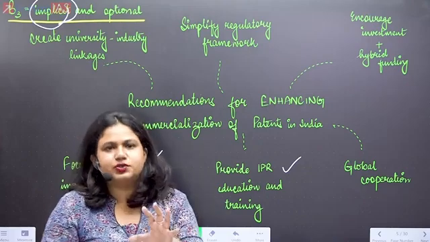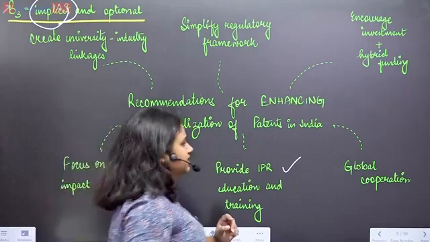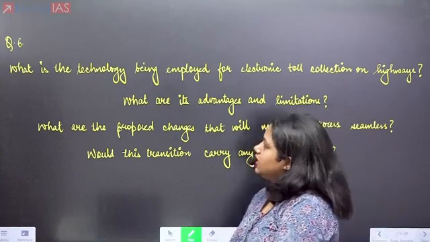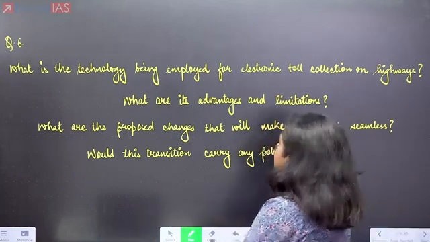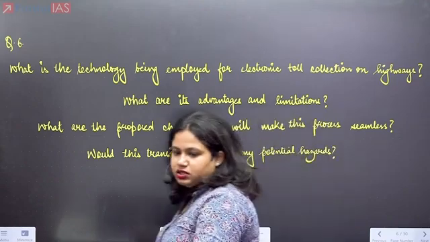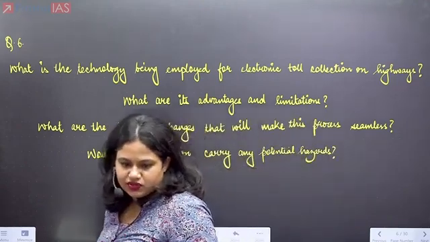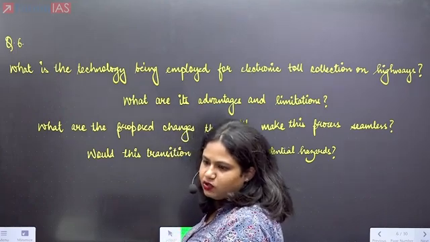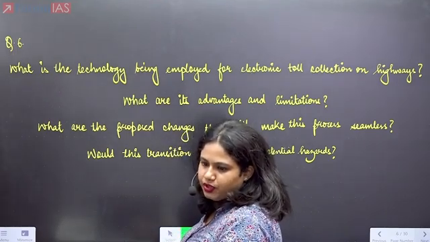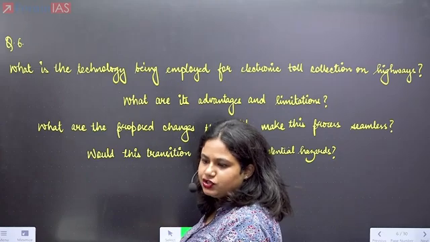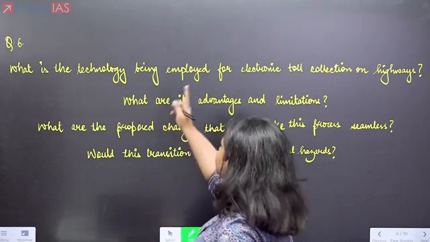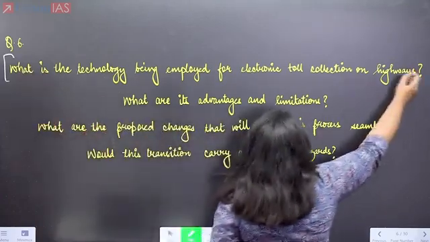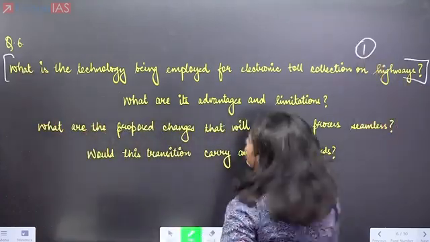All right. So that was question number 5 about patents in life sciences. The next question for science and technology had to do with electronic toll collection technology. Let's look at this question carefully. It says, what is the technology being employed for electronic toll collection on highways, right? Clearly, this is the first part of the question. What is the technology being employed? Question part 1.